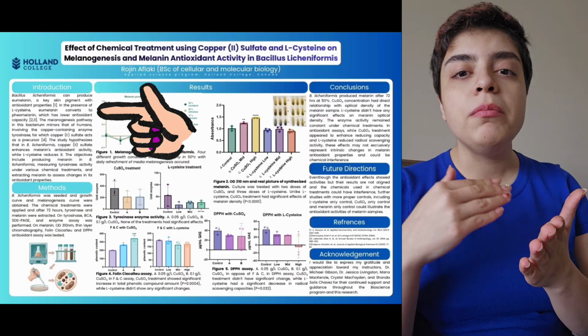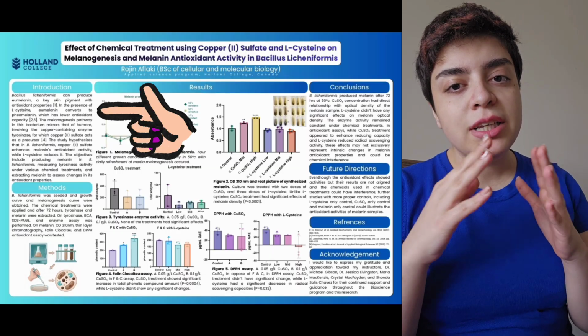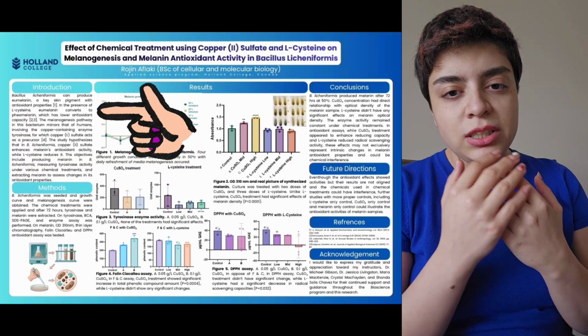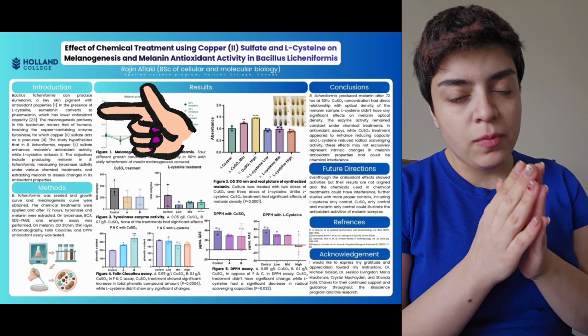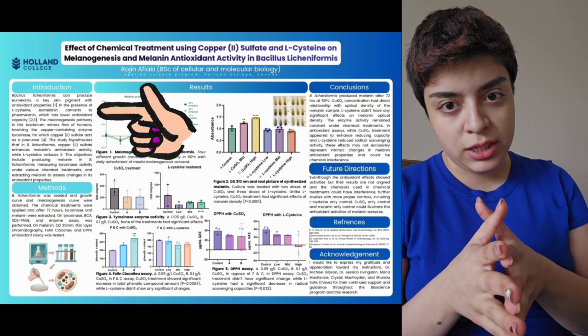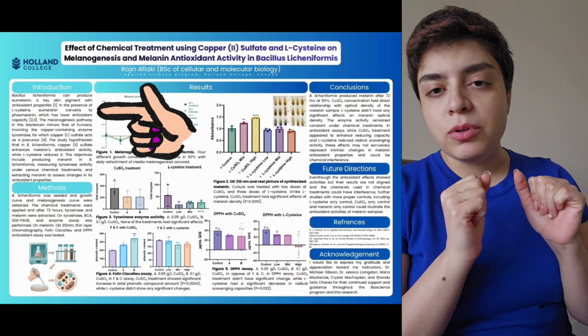It can produce melanin, one of the types of melanin that is also in our own skin. We have two types of melanins in our skin, eumelanin and pheomelanin. And eumelanin has higher antioxidant activities than pheomelanin. And this bacteria can produce the eumelanin.